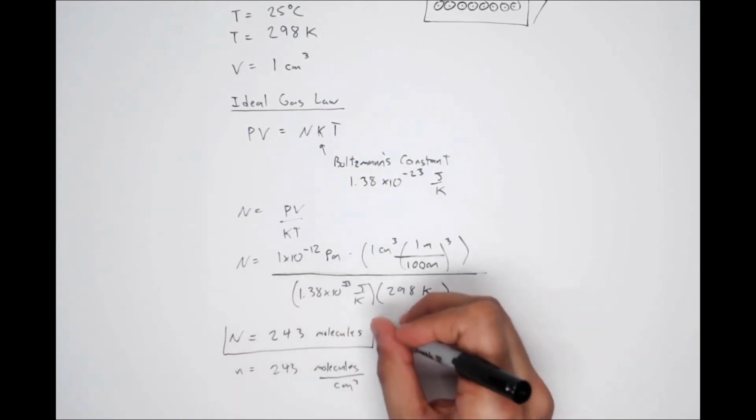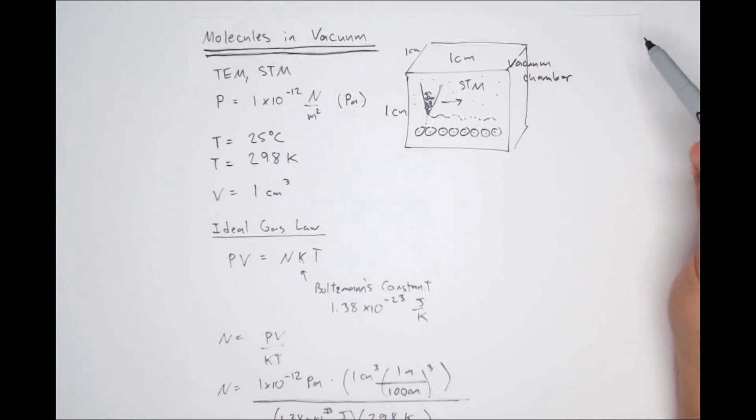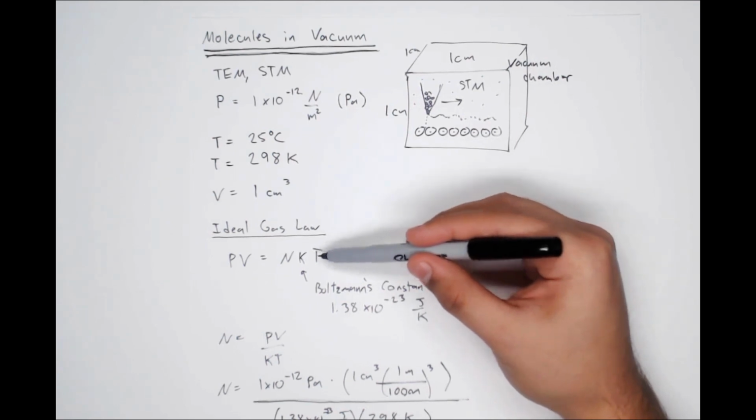So there you go. We have the number of molecules in our ultra low vacuum chamber. And we did it using the ideal gas law, PV = NkT.